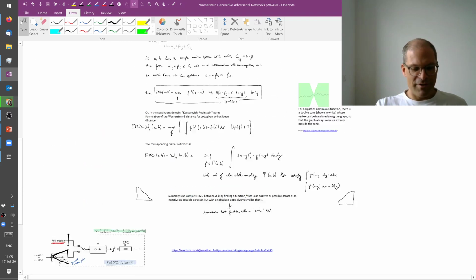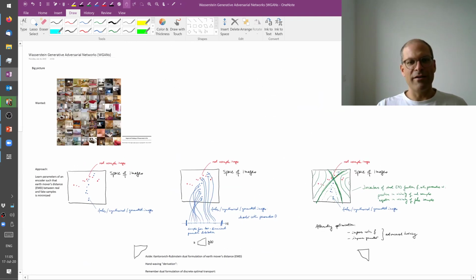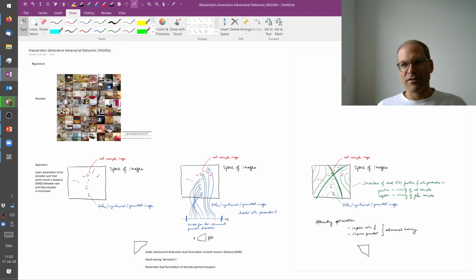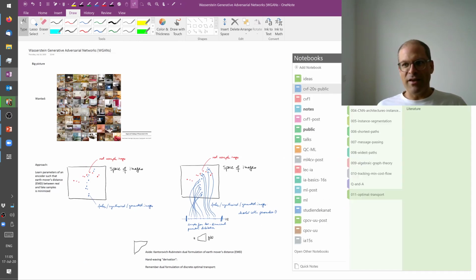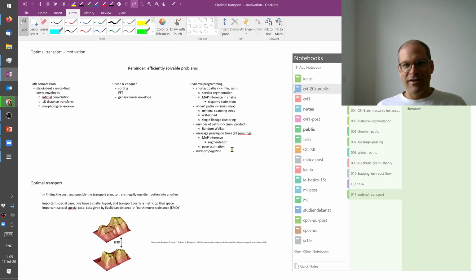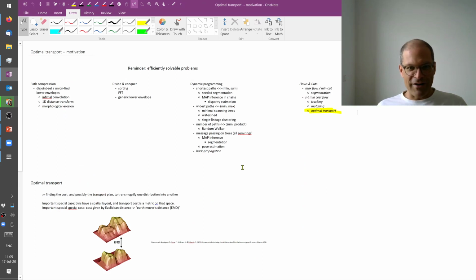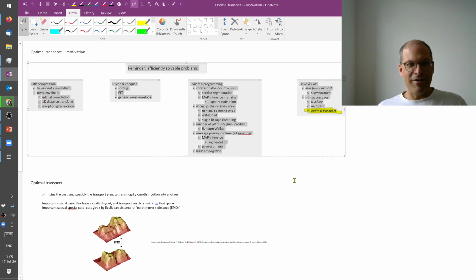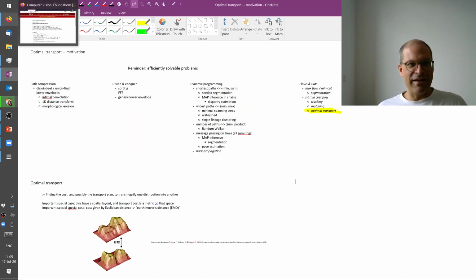Good. So this is one example of why it does make sense, if you want to understand or develop state-of-the-art computer vision methods, to be aware of what problems are efficiently solvable and how to solve them efficiently. Brings us to the end of the lecture.